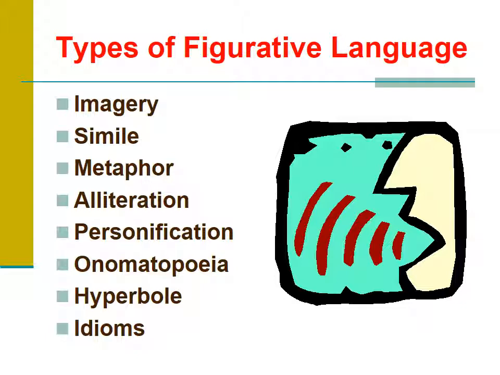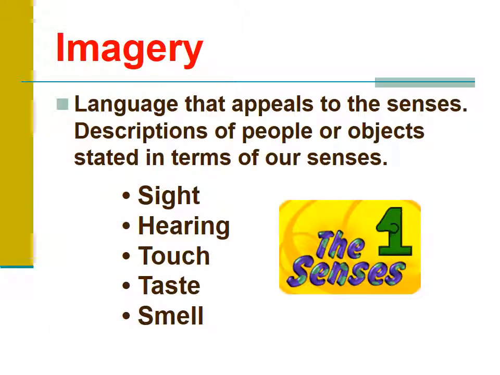On the screen now, you can see the most common different types of figurative language that you are likely to run into in most of the texts that we will be reading in class. Imagery, simile, metaphor, alliteration, personification, onomatopoeia, hyperbole, and idioms. So there are more types of figurative language, but these are the most common ones. So the first one that we're going to look at is imagery.